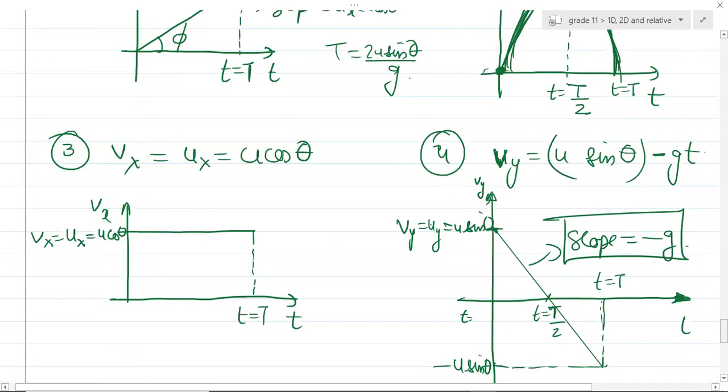Sir, the fourth graph is Vy, the vertical velocity with time, because the velocity is going negative. Fine. The velocity becomes negative because the object starts moving in the negative direction, no? After the half time, it comes down. Yes, sir. So that's why the velocity becomes negative.